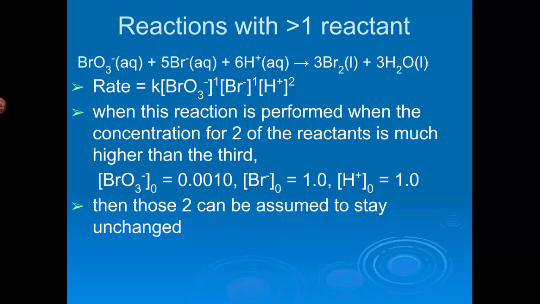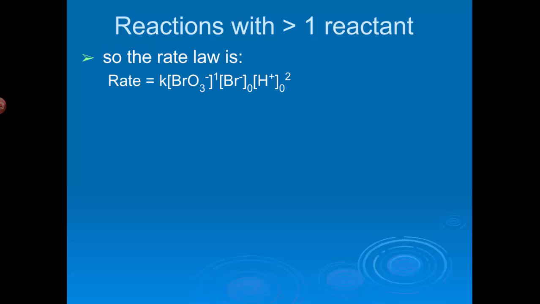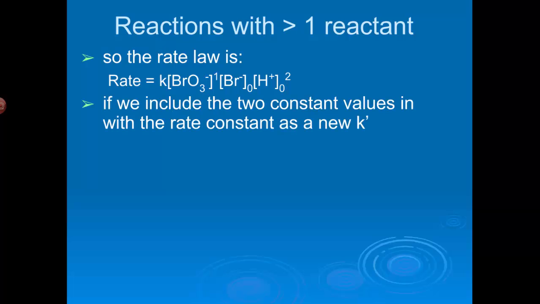They're going to stay the same, right? Because not much bromide and H+ is going to get used up if I only have 0.0010 moles per liter of bromate. We're going to have very little get used up, and there's going to be a ton left, and it's almost going to seem as if they didn't change at all. Those concentrations didn't change, okay? So the concentration of bromide at any time is basically the same as it was when you started, and same thing with H+, okay? So the rate law essentially can be thought of as K times bromate to the first power times bromide, the initial concentration, times H+, the initial concentration squared, okay?